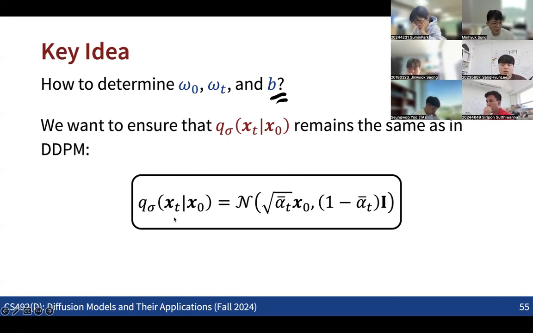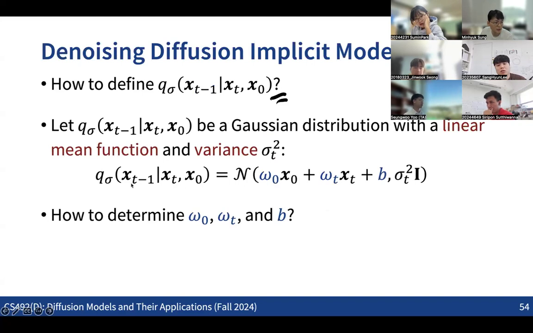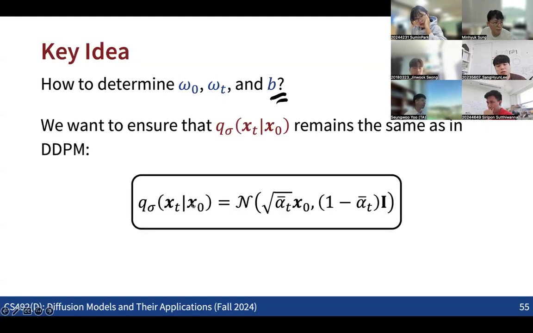In the DDPM, we have seen that the forward jump, the posterior distribution for sampling xt from x0, was defined into this Gaussian form, right? So the basic idea of the DDIM is that while we are switching the forward process, we are also going to define this distribution in a way that we can maintain this posterior distribution to remain the same. So how can we do that?